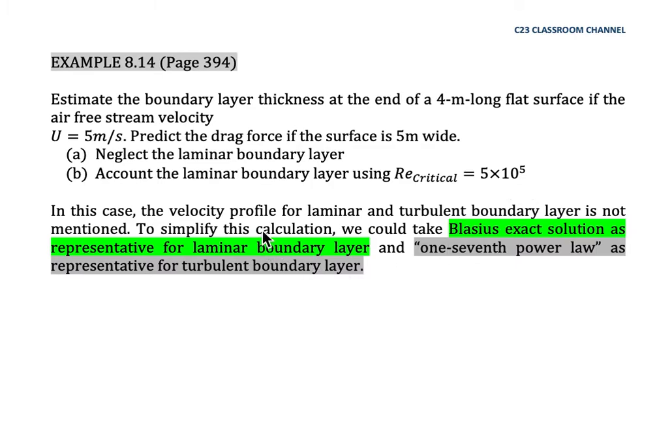In this case, the velocity profile for laminar and turbulent boundary layers is not given. To simplify this calculation, it is okay for us to take the Blasius exact solution as representative for the laminar boundary layer and the 1/7 power law as representative for the turbulent boundary layer.